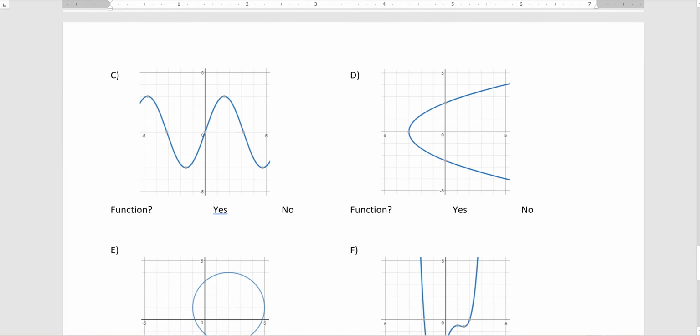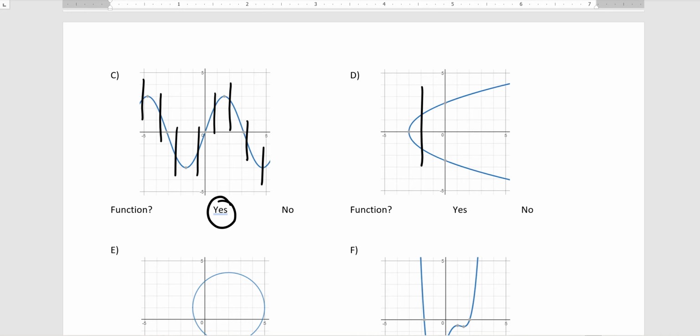All right, what about on full graphs, not just points? So looking at C, if I take a vertical line and slide it to any point here, that vertical line is only touching one point at a time, so this does represent a function. However, if I take a vertical line on D, notice right there, it touches here and here. It touches on the top and bottom of this shape. So is this a function?